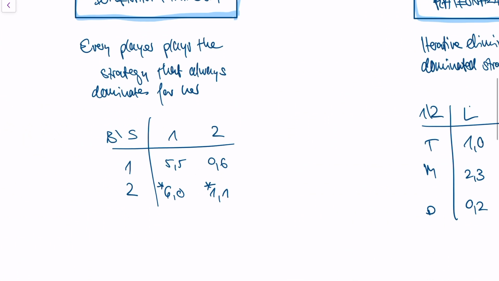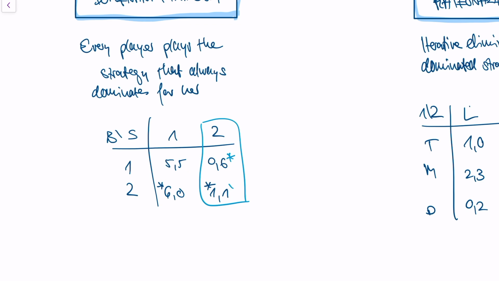So let's look at player S. Well, player S will always want to play 2, right? Why? Because in every situation, it is giving him a higher payoff than playing strategy 1, right? Here, if player B plays 1, player S gets the payoff of 5 if he plays 1 and the payoff of 6 if he plays 2. And in the second situation, player S gets a payoff of 0 if he plays 1 and a payoff of 1 if he plays 2. So this gives us an equilibrium in dominant strategies.